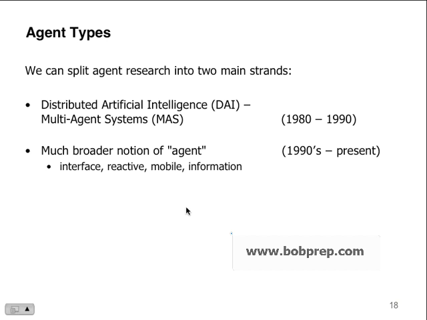Agent types. So we can split agent research into two main strands that have existed. We have distributed artificial intelligence agents, multi-agent systems from the beginning, from the 1980s to 1990s, and then from the 1990s to the present day, the much broader notion of the agent. We have the interface, the reactive, the mobile, and the information agents that come out.